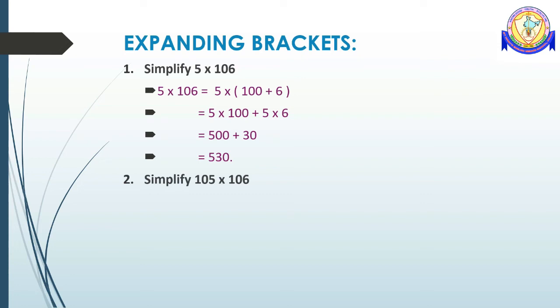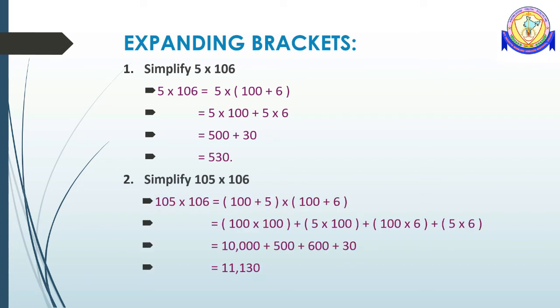Same for the second example also. Here both the numbers are greater than 100. That's why you have to write both the numbers in terms of 100 plus the number, and then you have to multiply each value with each value which is inside the bracket and you get the answer.